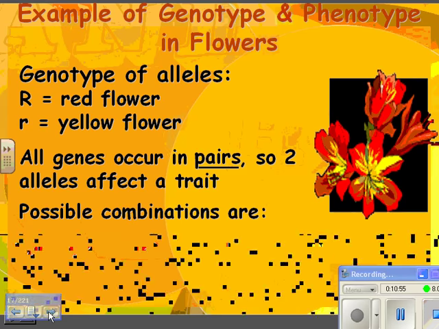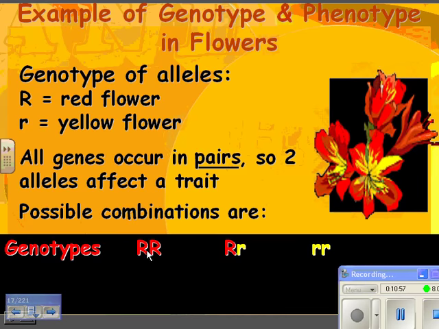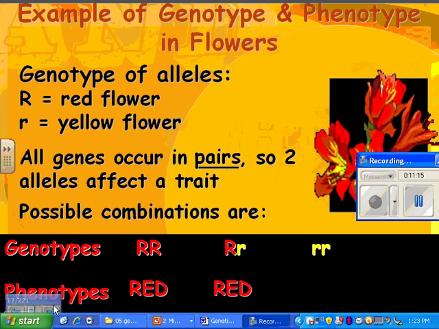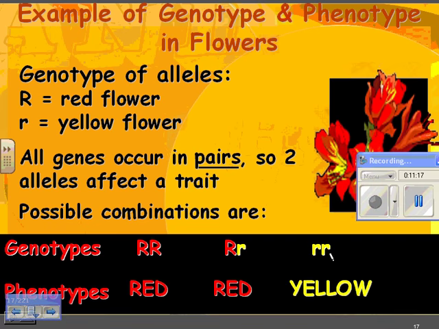And so here are the possible combinations. You could have genotypes big R, big R, or big R, little r, or little r, little r. So this is what the traits, your DNA actually shows you. Your phenotypes, this one would be red, this one would be red, and this last one would be yellow. So these two have the same phenotype, but they have different genotypes. And this one has a different phenotype and genotype compared to the others.